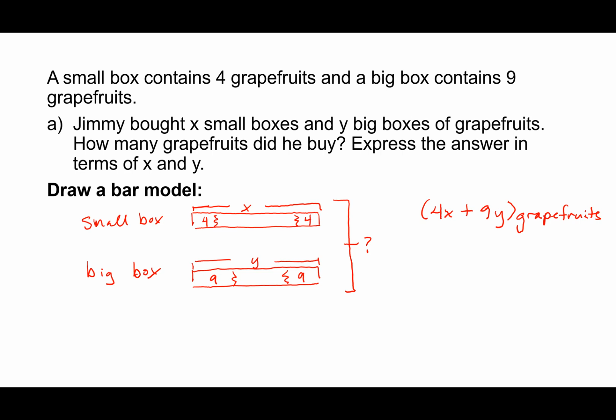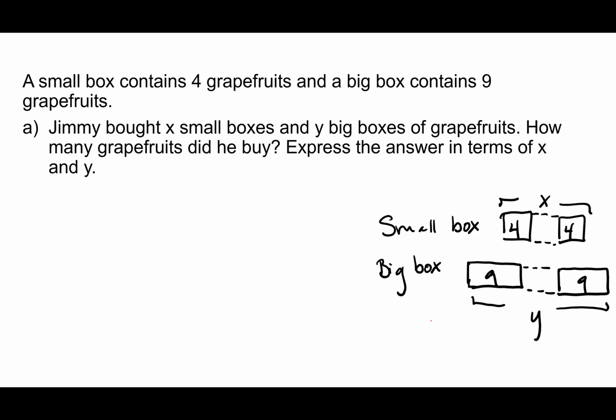Why the 4x? Can somebody explain that to me? Cameron. Because there's 4 grapefruits in the small box, and we don't know how many boxes there are. Right, there are how many boxes? There are X number of boxes and 4 in each, so it's 4 times X. Good. And why 9y, Cameron? Because the big box contains 9 grapefruits, and we don't know how many boxes there are. It's Y. Great explanation. Thank you. Okay, good job. All right.